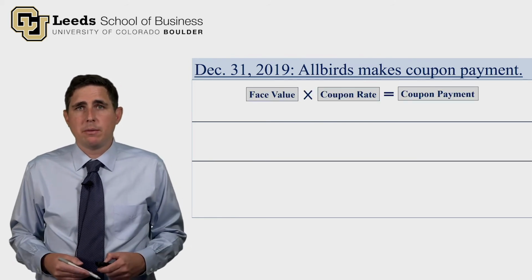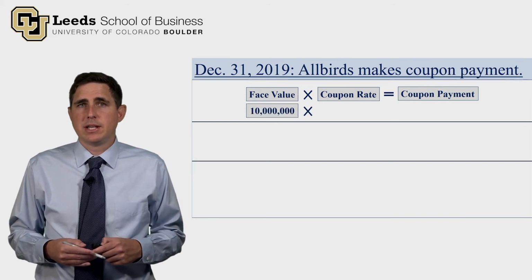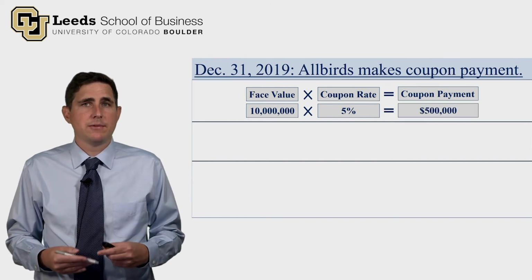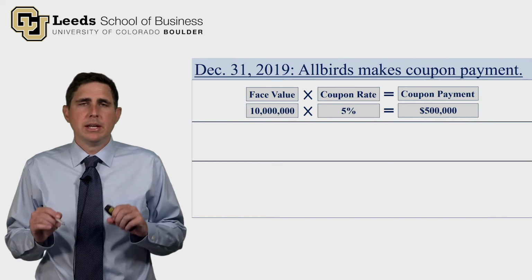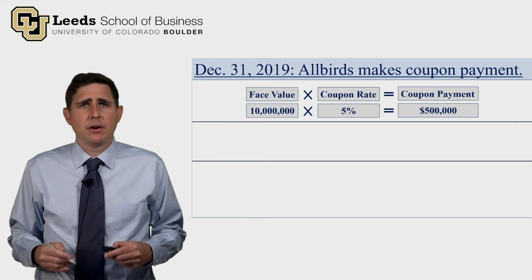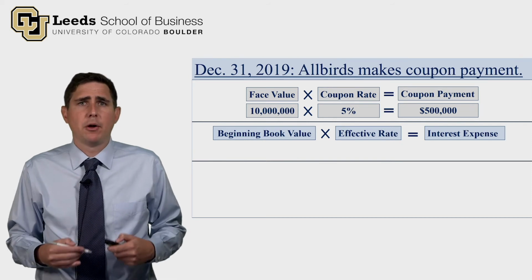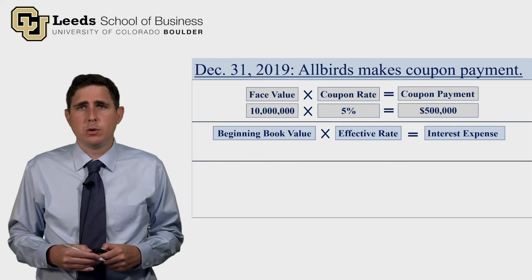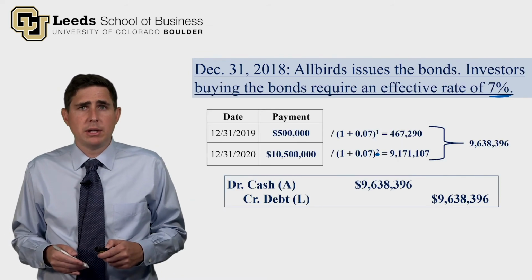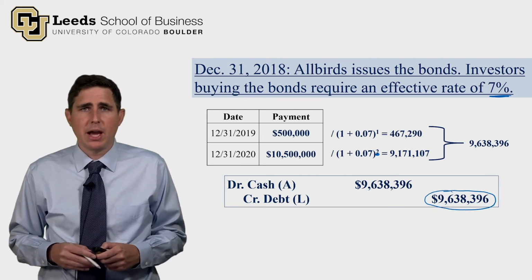You take the face value of the bond and multiply it by the coupon rate to get the coupon payment. So $10 million is the face value. The coupon rate is still 5%. And so the coupon payment is $500,000. Now we need to calculate interest expense, and this is the bulk of step 2 here. How do we calculate interest expense? You'll take the beginning book value of the liability and multiply it by the effective interest rate to arrive at interest expense. So let me back up here just to the previous slide and show you the beginning book value, which is right here. That's the book value of the liability.